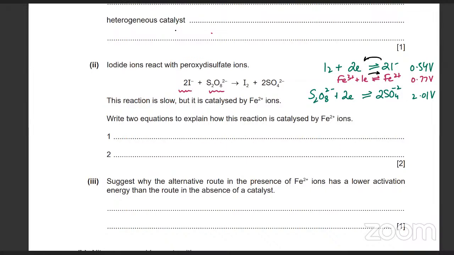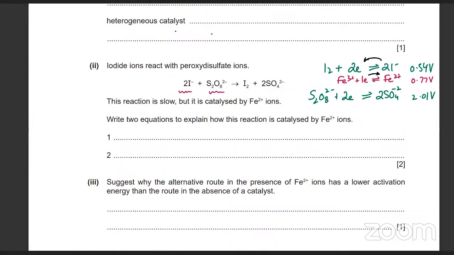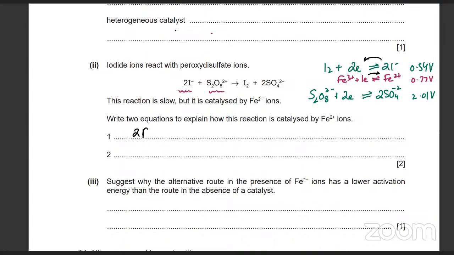So the first equation is that the two Fe3+ ions will react with the two I minus ions, and they're going to produce I2 and two Fe2+. So Fe3+ turns into Fe2+, I minus turns into I2, right? That's your first equation.